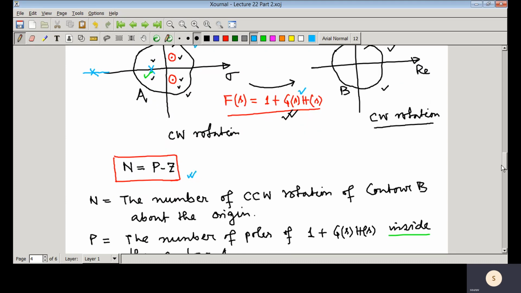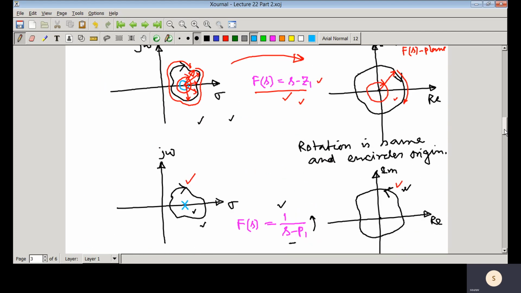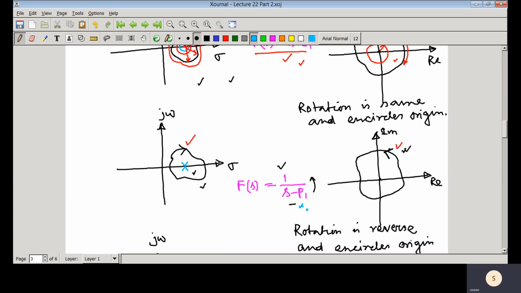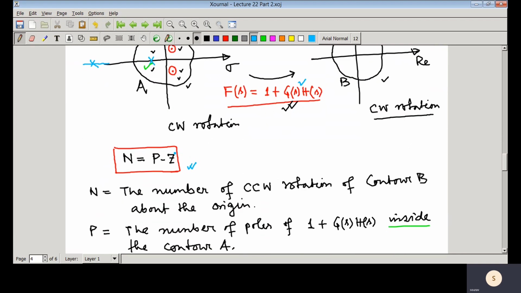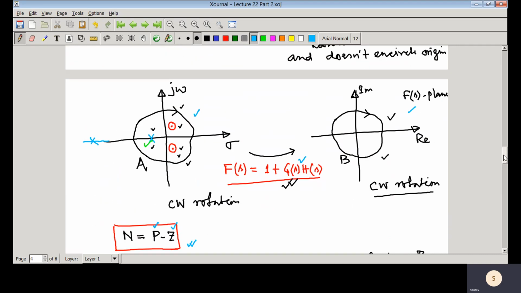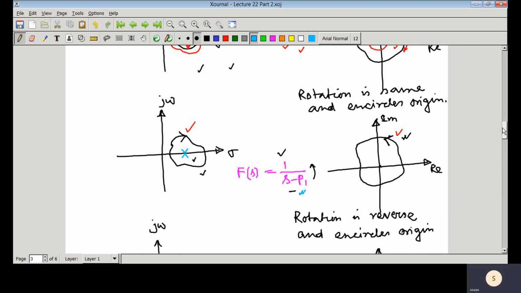And here we can see, say suppose in this particular case you can see, you have a single pole, and there is no zero. So whenever there is no zero, Z equals 0 and P equals 1. So N would be equal to 1. So when N equals 1, we have taken that this is counterclockwise direction. That means here you can see this is clockwise direction and it is coming counterclockwise about that origin.